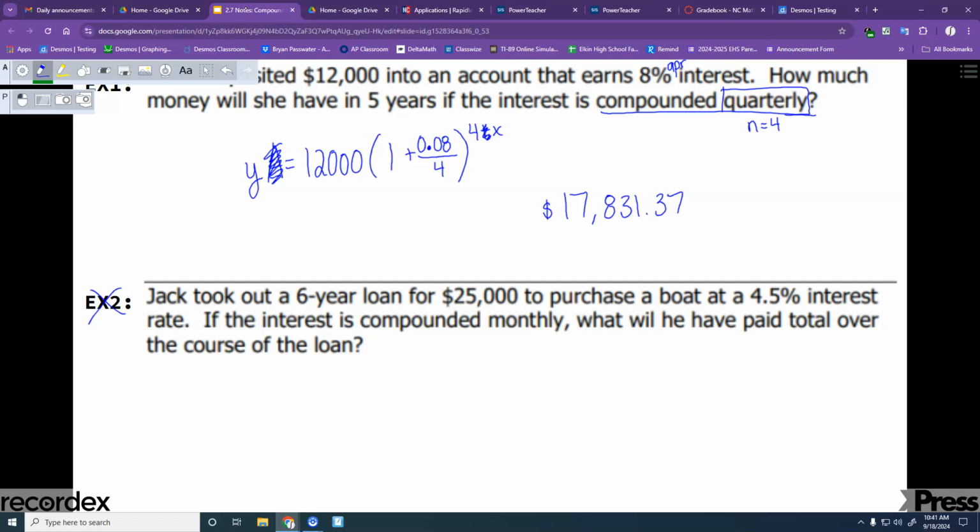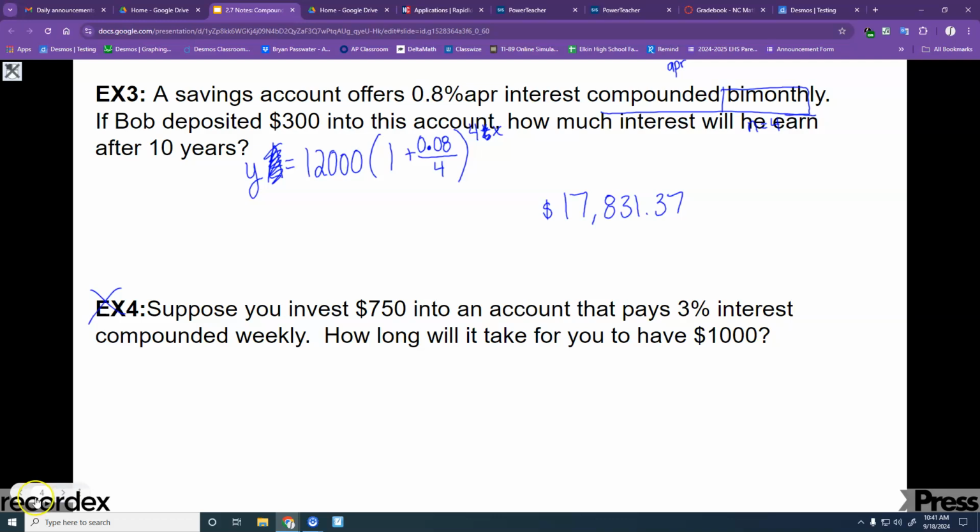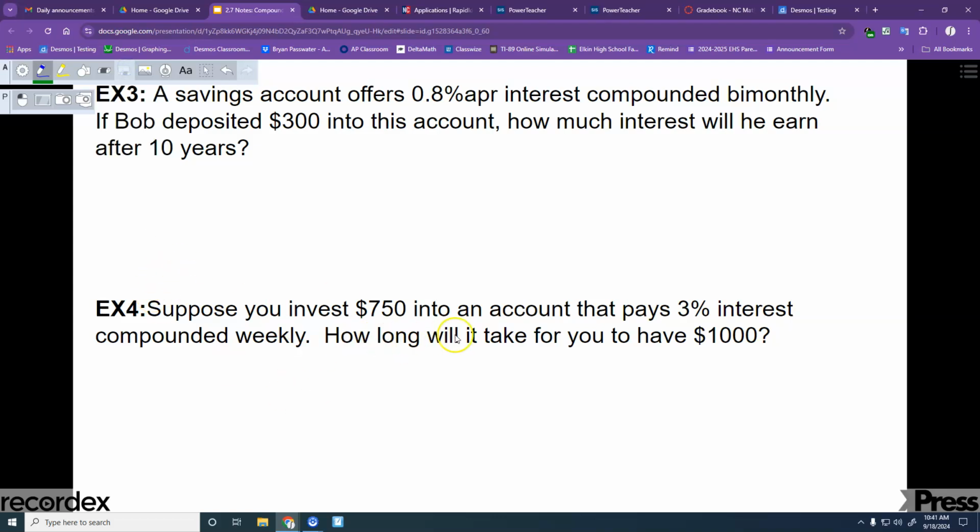I don't like example 2 mostly because I don't think that's really how it works. I think it's a little more complicated than that, so we're not going to do it. Let's switch over to example 4. Okay? Example 4. You invest $750 into an account that pays 3% interest compounded weekly. If I forget to put it, that is an annual percentage rate right there, and is what you're going to use as your R.